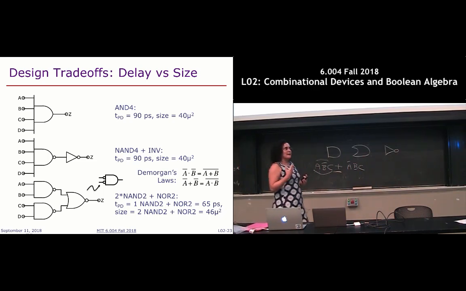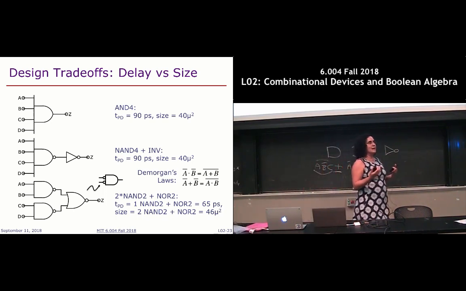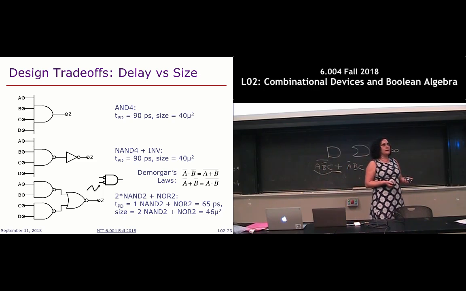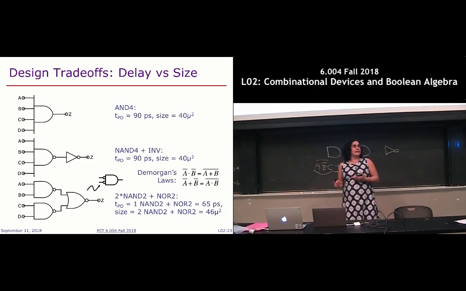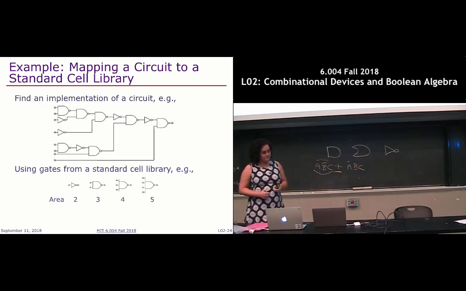Okay? And so whenever we are taking our Boolean expressions and turning them into logic circuits, we really want to be thinking about what it is that we're trying to optimize for. Am I trying to minimize area, or am I trying to minimize delay for my particular circuit?